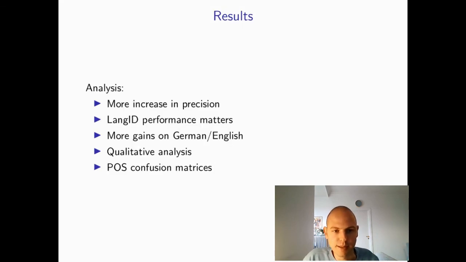We provide a much more in-depth analysis in the paper, which I will shortly summarize now. First, we saw that we got a larger increase in precision as opposed to recall, which is arguably desirable because we don't want to over-normalize. Furthermore, we saw for the language-aware model that the performance of the language classifier is very important. We saw the largest gains on the German and English words as opposed to the Turkish and the Indonesian words. This could be because they are more high resource, but also perhaps because the original MoNoise was developed on English and other Western European languages. In the paper, we provide more qualitative analysis as well as part-of-speech confusion matrices.